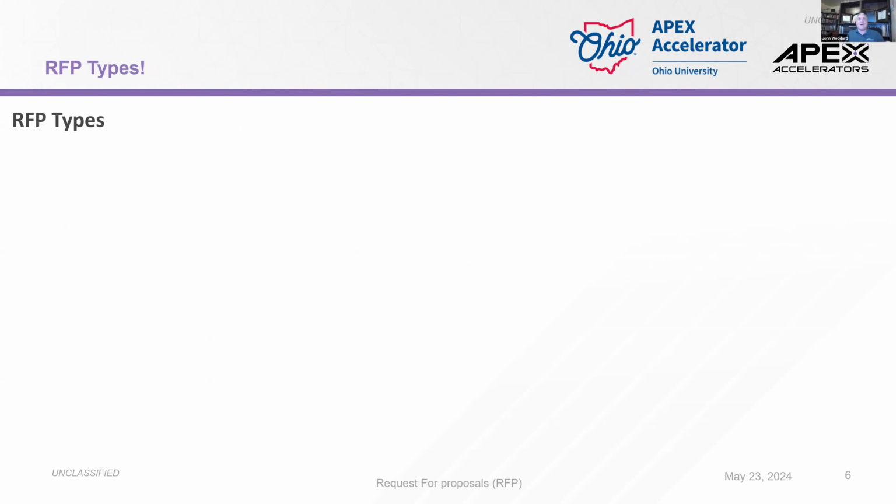So now we're going to get into the types of RFPs, okay? Open versus closed. Open RFPs are the ones that get publicly advertised, while closed are sent to a pre-selected list of vendors. I just talked about that. That goes back to that long-term relationship.